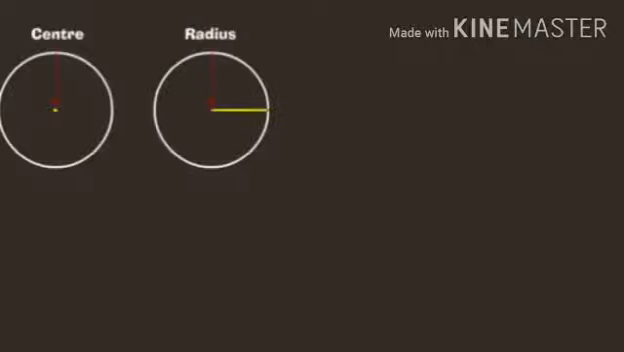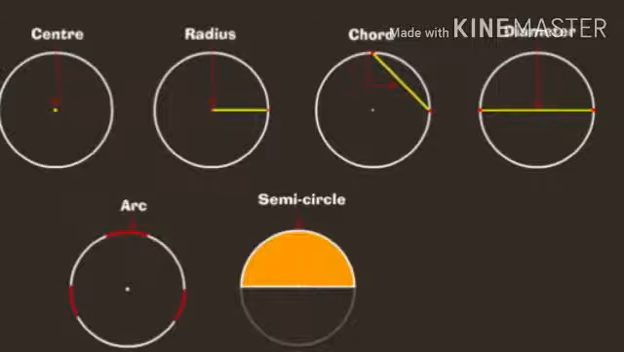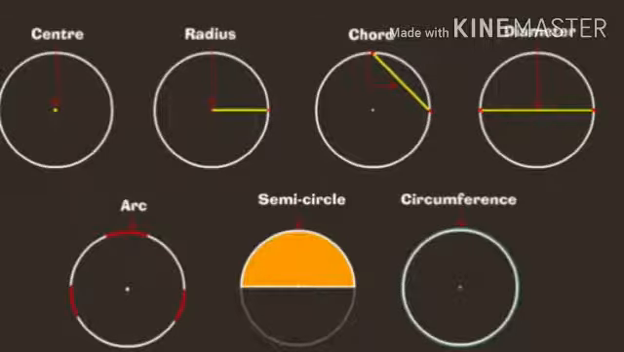Let us do a quick recap. Center, radius, chord, diameter, arc, semicircle, circumference.